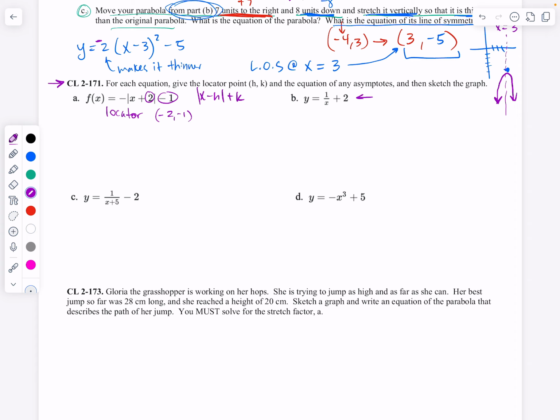The locator here is going to be at, this is like x minus 0 plus 2, so this is going to be at 0, 2. The locator here, this is like x minus -5 on the bottom. So the locator is going to be at -5, -2. And then the locator here is going to be at, this is like negative x minus 0 cubed plus 5. So the locator here is going to be at 0, 5.